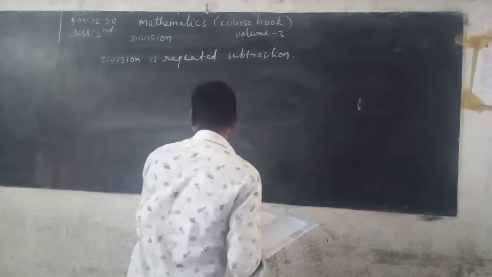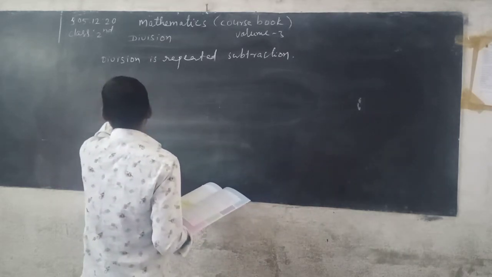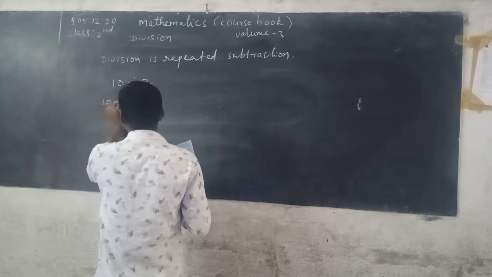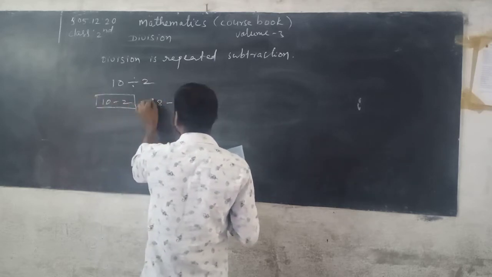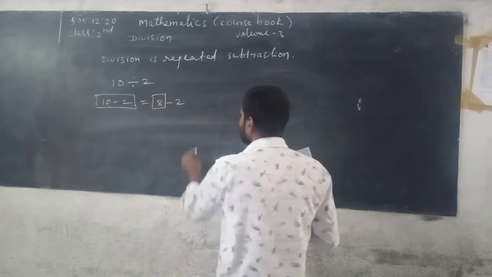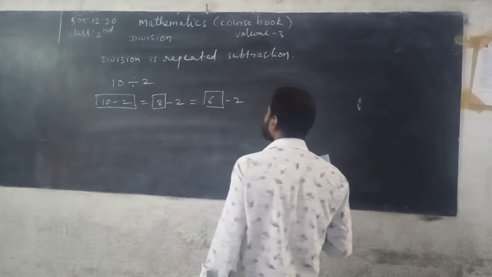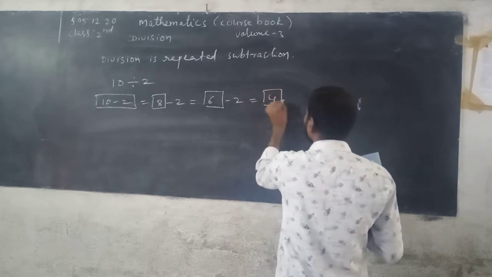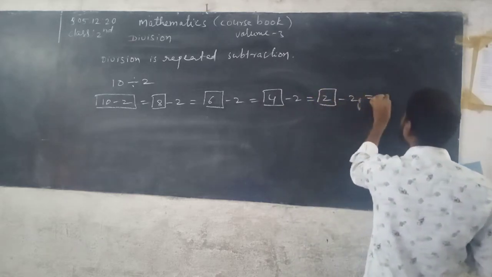See now, I am taking another example. Listen carefully. 10 divided by 2. First 2 is subtracted from 10. 10 minus 2, you get 8. Now again 8 minus 2, you get 6. Again 6 minus 2, you get 4. Again 4 minus 2, you get 2. Again minus 2, you get 0.